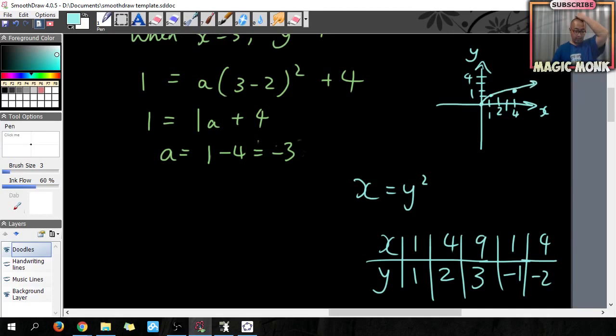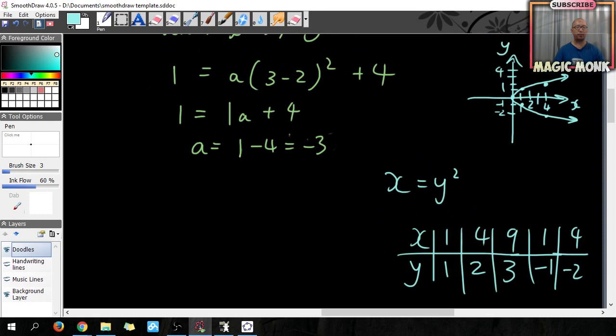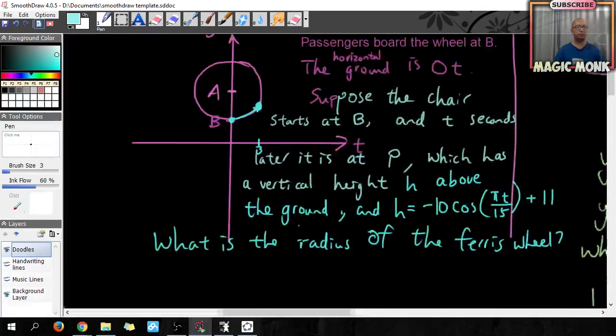But yeah, you also need to do the negative. So when x is 1, y is negative 1. So you also need to do these ones. When x is 4, y is negative 2. So you end up with that parabola, sideways one. Okay, so that's how you do that graph.